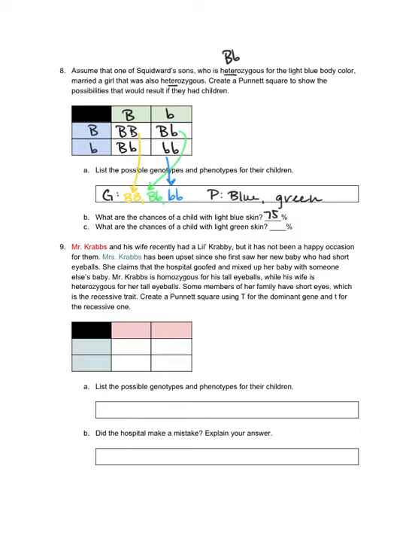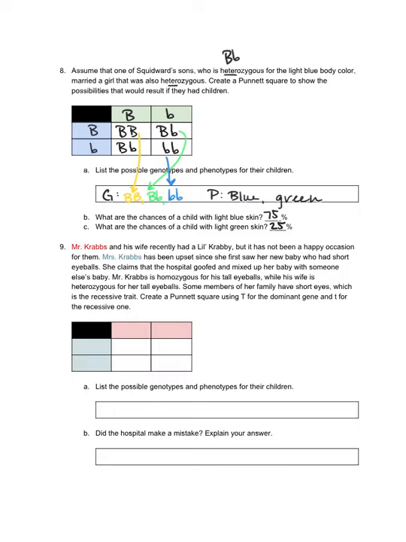Letter C says, what are the chances of a child with green skin? And remember, green skin only results if you have 2 copies of the recessive allele. And so small b, small b is the only option for that, which means that 25% of their offspring will have light green skin. Now we're going to move on to number 9.